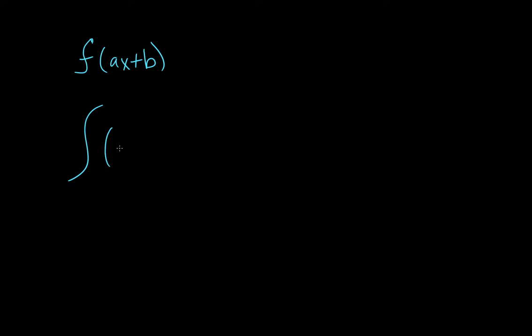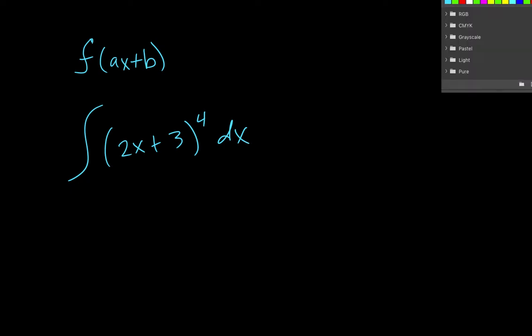So we have 2x plus 3 raised to the 4 dx. And all we're going to do is kind of a chain rule-esque thing, but in reverse, because we're taking an antiderivative.